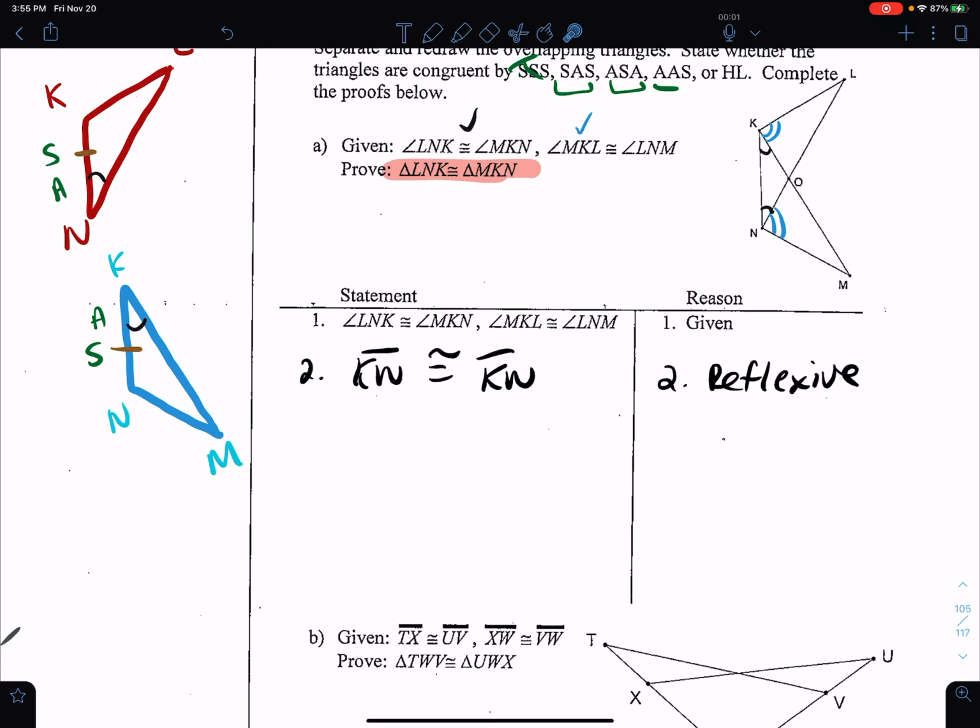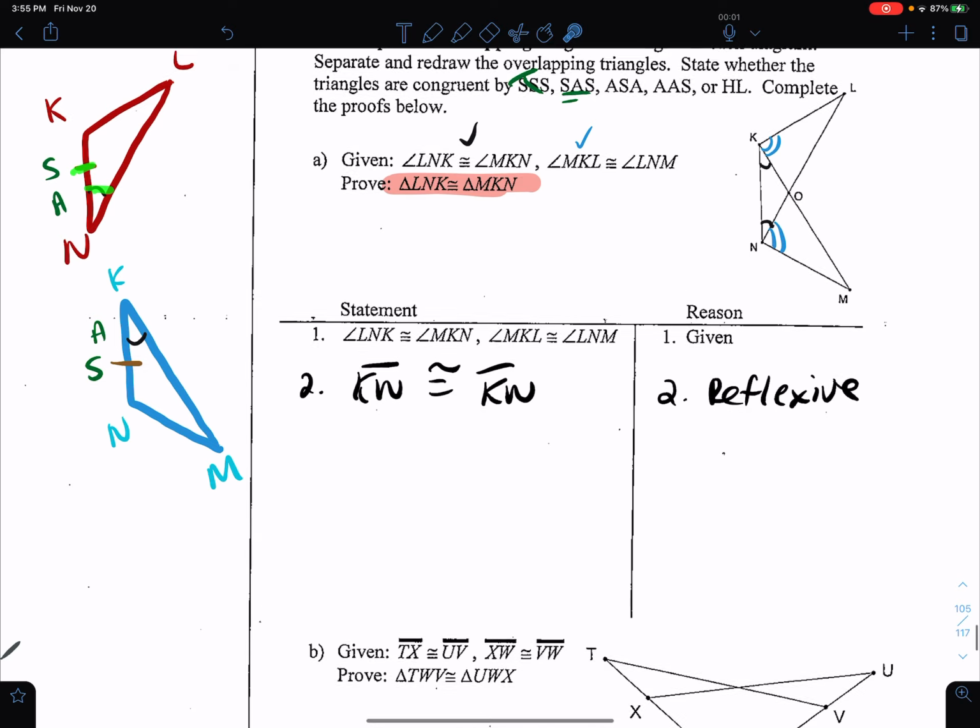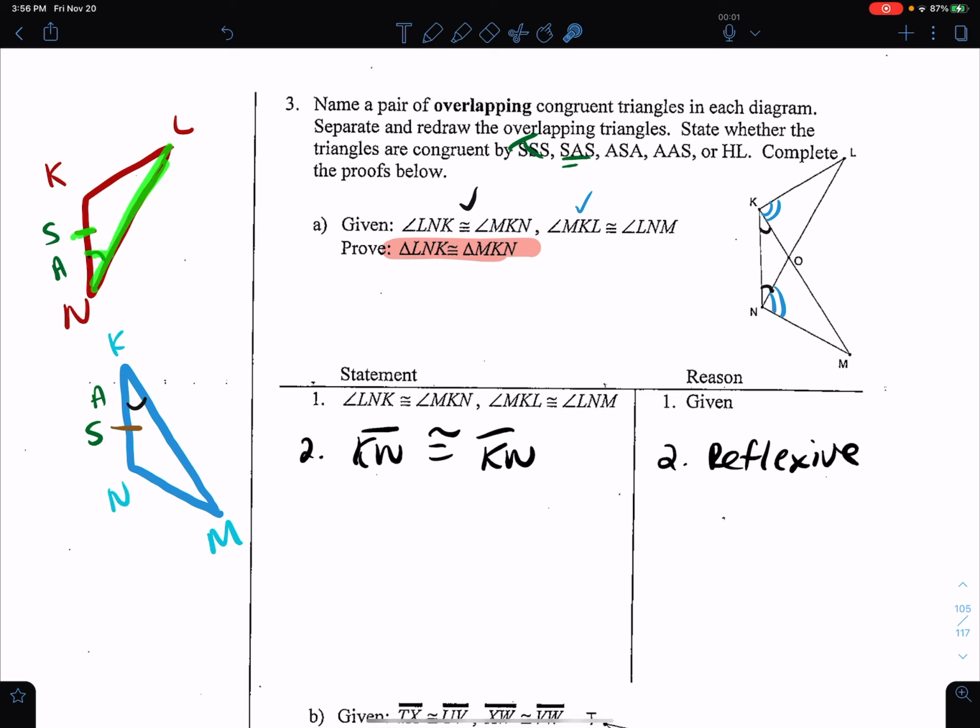Now, when I start going through those, what would I need to do? Well, if I was going to use side angle side, the angle needs to be in between the sides. So I would need to know something about NL and KM. There's just nothing I can do with NL and KM. Although they look the same, I have no way to prove that they're the same, so I can't use that.